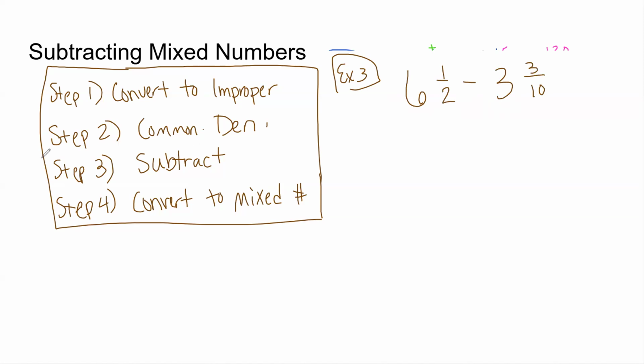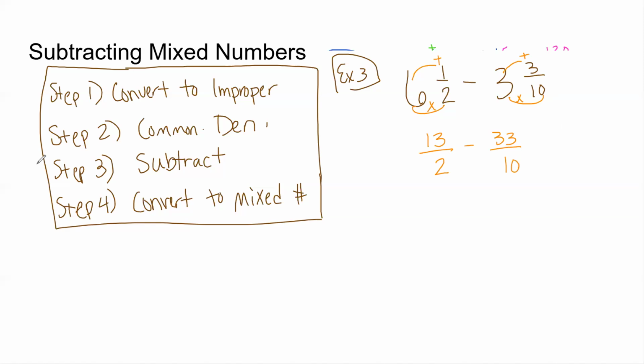Okay, step one, convert to improper. 6 times 2 is 12. Hold that in your head. Plus 1, so there's 13. Keep the denominator. 10 times 3 is 30. Hold that in your head. Plus 3, so that's 33. Keep the denominator. So we're at the orange.